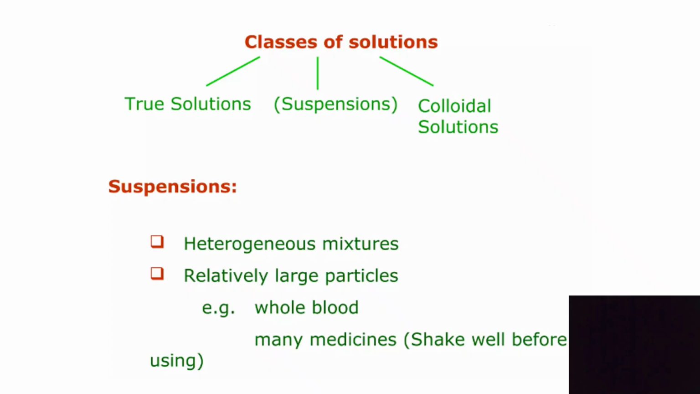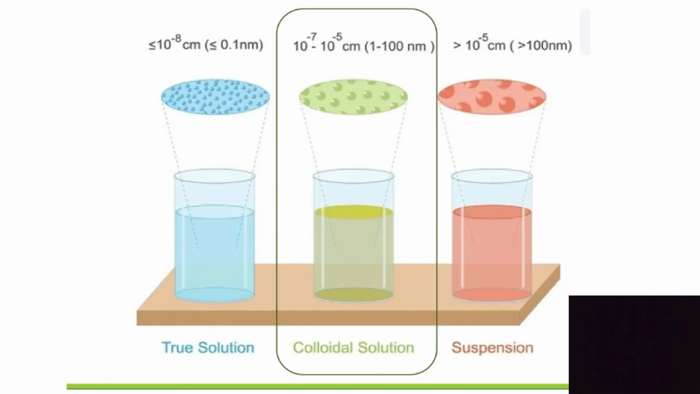In general, we have three types of solution: one is a true solution, another is a suspension, and the third is a colloidal solution. Suspensions are heterogeneous mixtures with relatively large particles, for example whole blood, many medicines, etc. These are the true solution, colloidal solution, and suspension.